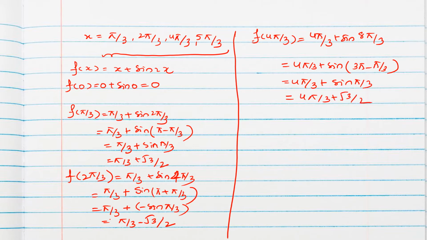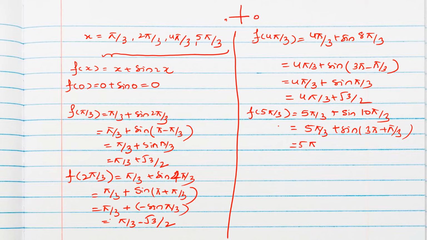Now we will find f of 5 pi by 3, which is 5 pi by 3 plus sine of 10 pi by 3. 10 pi by 3 we can write as 3 pi plus pi by 3, isn't it? Now 3 pi plus pi by 3 means third quadrant. This is 0, this is pi, this is 2 pi, and one more pi, this is 3 pi. So 3 pi plus theta means third quadrant. In third quadrant sine is negative. So sine negative pi by 3. So 5 pi by 3 minus root 3 by 2.